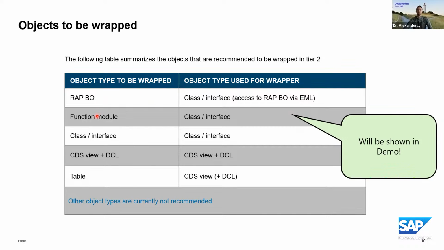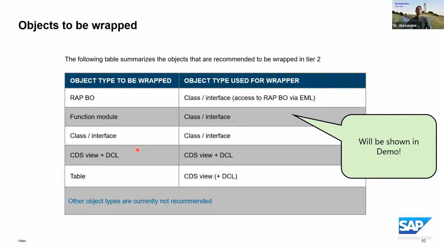The second and third object types to be wrapped are either a function module or a class and interface. And for wrapping that, you would also use class and interface, so an object-oriented wrapper. And the wrapping of a function module with a class and interface will be shown by Kai in the demo later on.